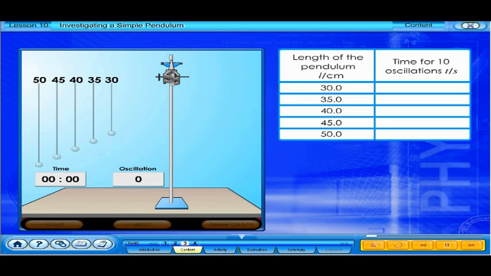Let's now carry out the experiment. You can start the experiment by dragging the string to the retort stand. Click on the Start button to begin the experiment. You can repeat the experiment by clicking the Reset button.